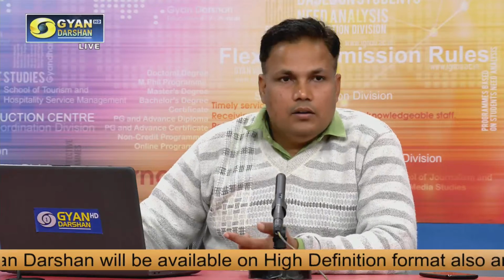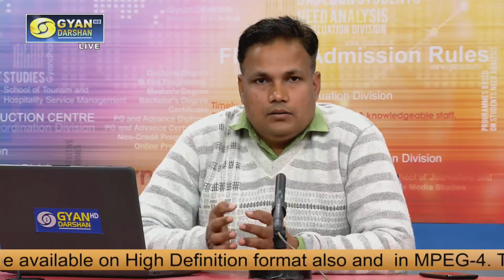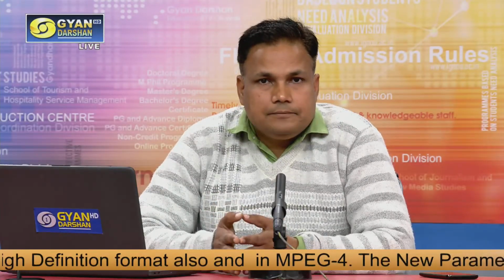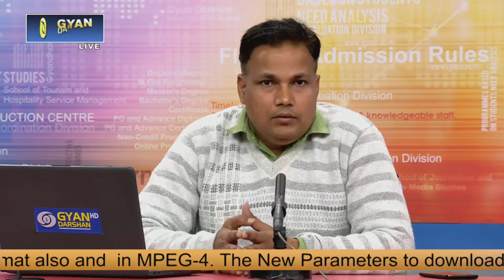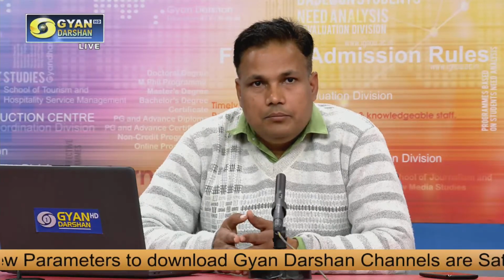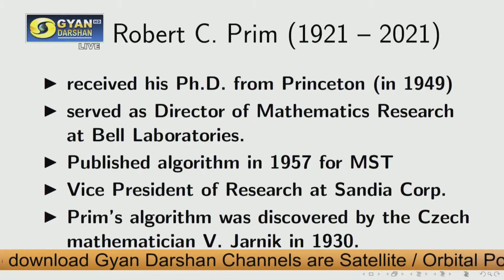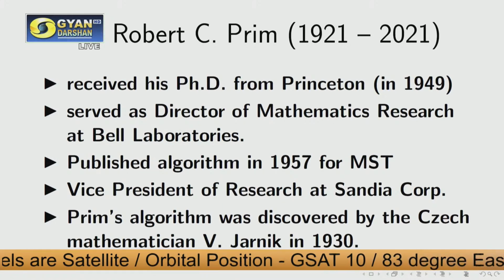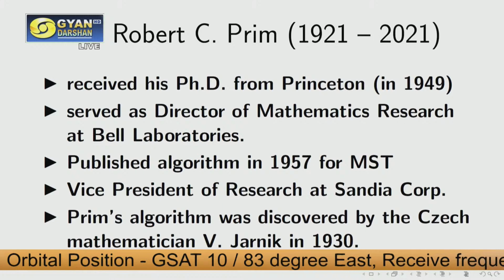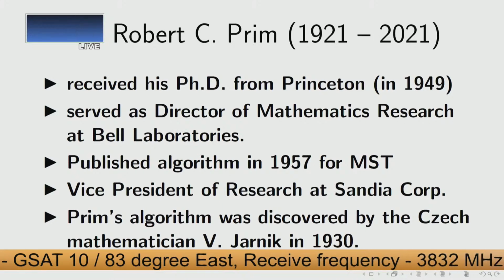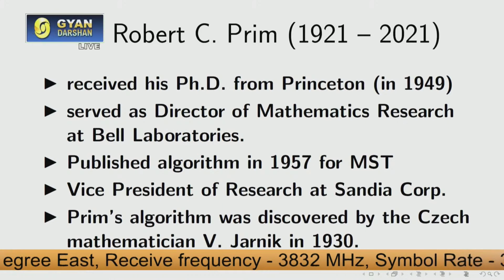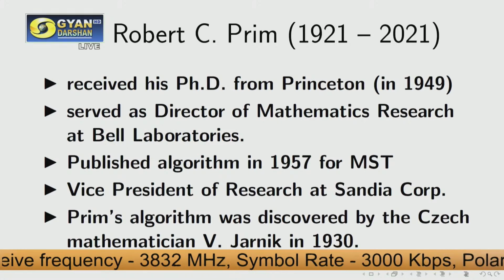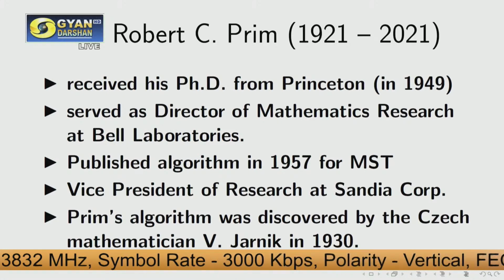So thus far we have proved that Kruskal's algorithm works correctly. Okay, and now we come to another algorithm by Robert C. Prim. He was also a contemporary of Kruskal. He lived from 1921 to 2021. He only died very recently. He also received his PhD degree from Princeton, in fact in 1949, and Kruskal received his PhD degree in 1954.